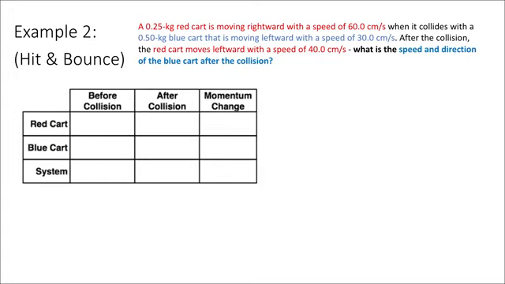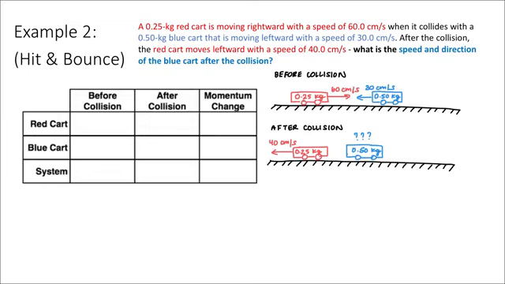After the collision, the red car is moving leftward with a speed of 40 centimeters per second. What is the speed and direction of the blue car after the collision? That's what we're asked to solve for. Again, I will draw a picture of the before and after collision scenarios to visualize what's happening.